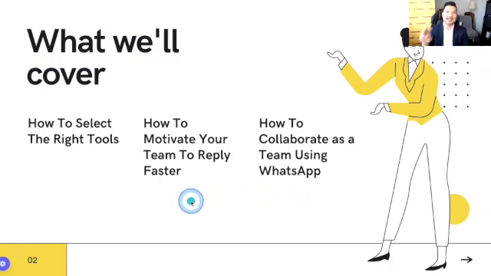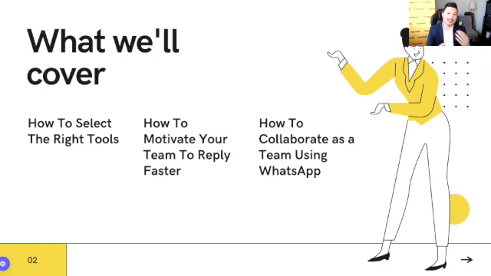And these are the 3 things that we believe that if businesses do, will solve like 90% of the WhatsApp problems, the communication problems. Number 1, how to select the right tools. Number 2, how to motivate your team to reply faster, right? So even though you have the right tool, doesn't mean they're going to reply faster and use it. So how to do that?